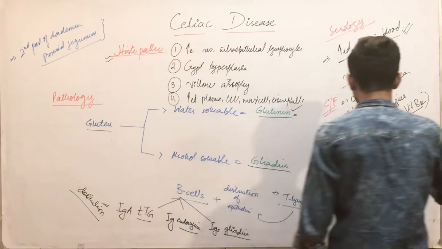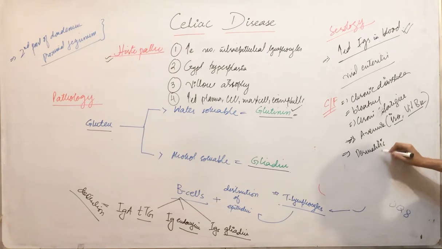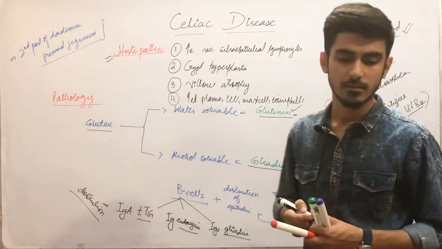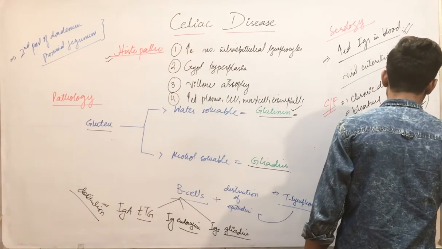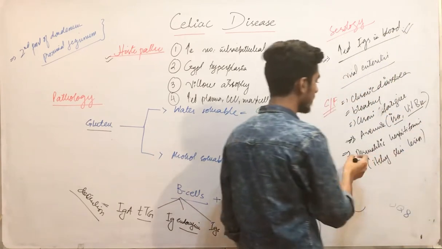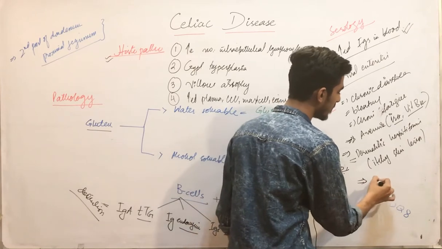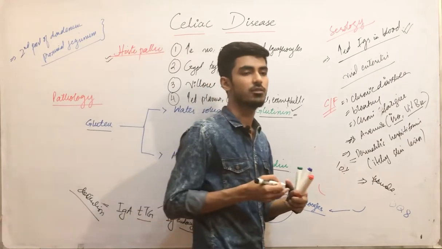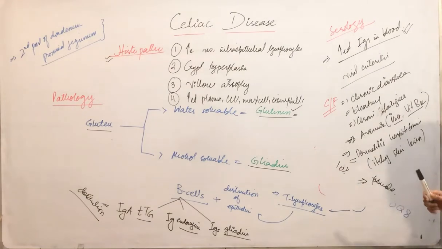Then in very few patients, we have the dermatitis. There are itchy skin lesions, blistering skin lesions, that is the dermatitis herpetiformis. Dermatitis herpetiformis. This is in 10% of the patients, not all of them, only 10% of the patients. Then this is more common in females, because the menstrual bleeding increases the effect of the impaired absorption. Clear? That's why it is more common in females.